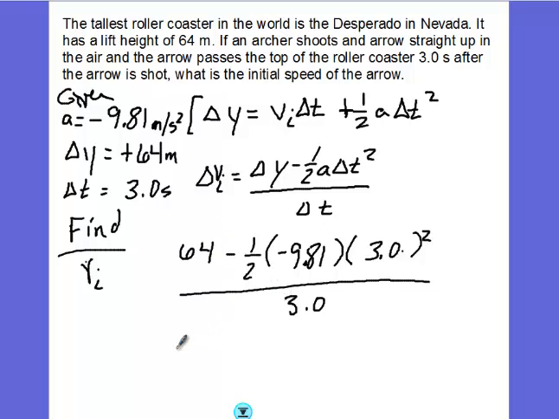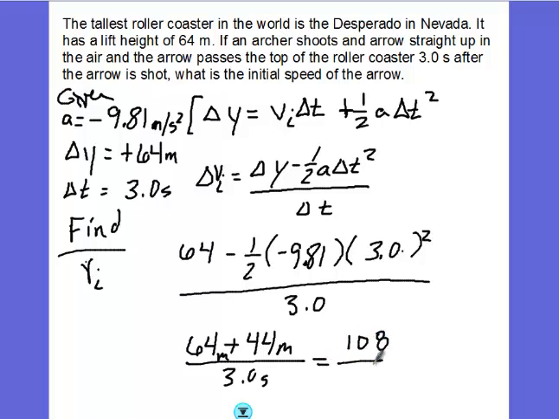So, doing some math on the top here, or at least getting rid of this multiplication business, I end up with 64 meters plus 44 meters divided by 3 seconds, which turns out to be 108 meters divided by 3 seconds. So my initial velocity is 36 meters per second.